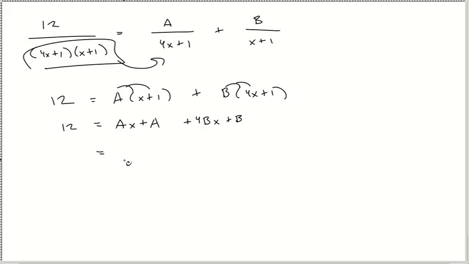You don't have to go this far, but I'm going to go this far because I like to. I'm going to factor all my x's together. And so I basically got (A plus 4B) x. And then my constant terms, I have just A plus B. Cool. Again, this is still all just equal to 12.